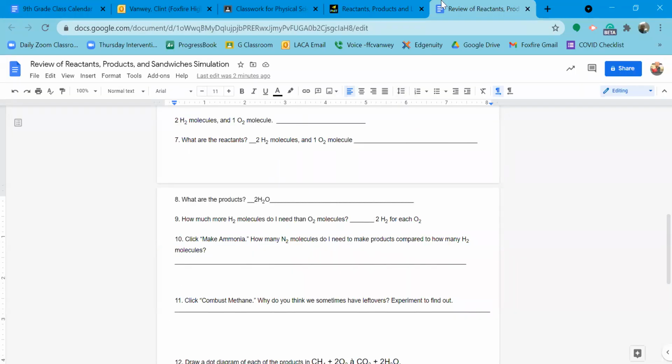So I need 1 N2 molecule. So 1 double nitrogen.